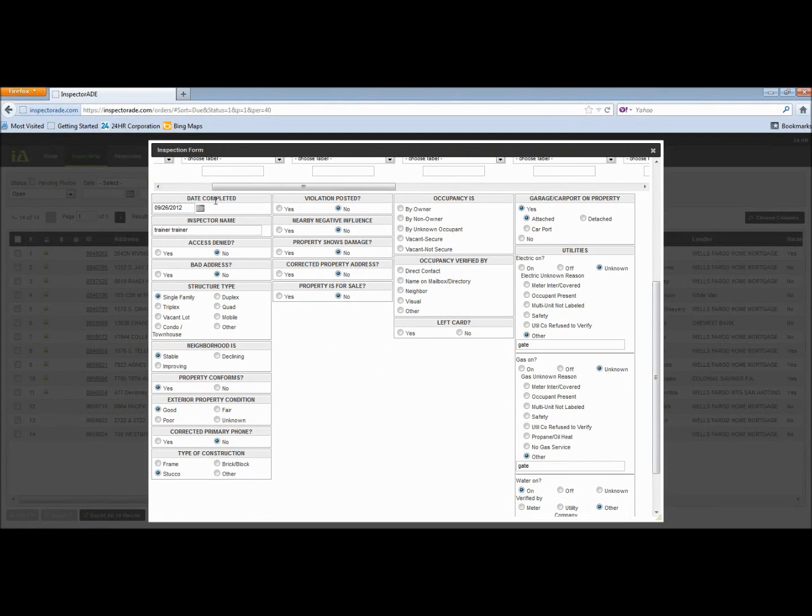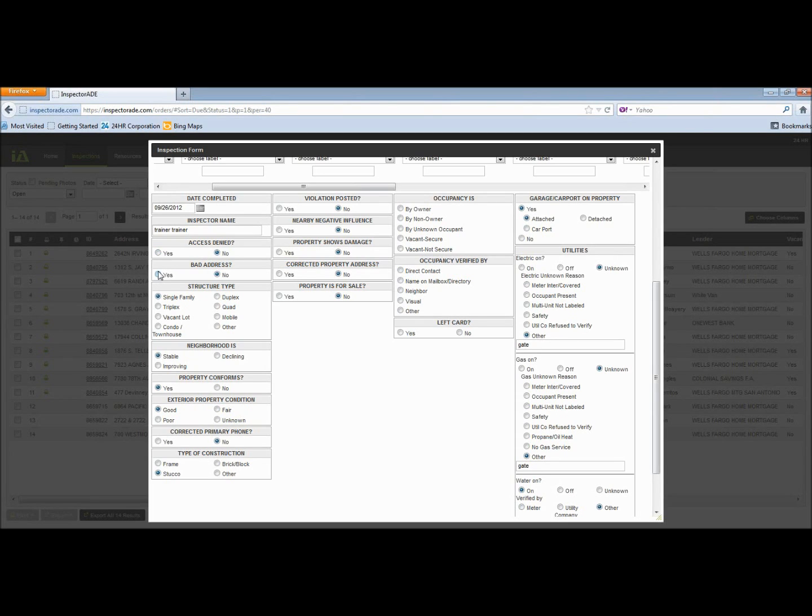Date completed. You won't ever have to touch that. Inspector name. That fills automatically for you. Access denied. That means you could not access the property, whether there was a gate, no trespassing sign, it was a condo building that you could not get inside. We don't like access denied, so if you can get in, try to get in. We only get paid half price for those, so we try to avoid them.